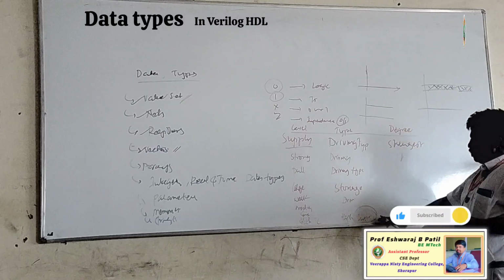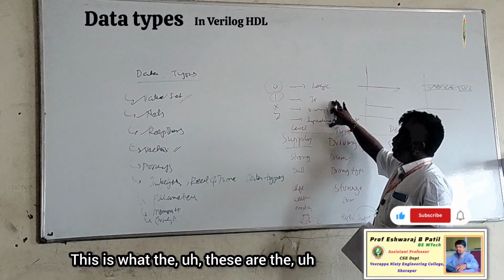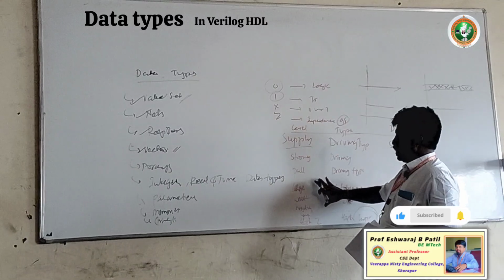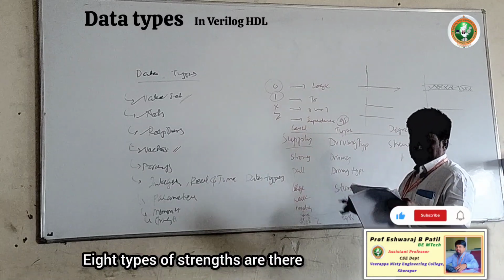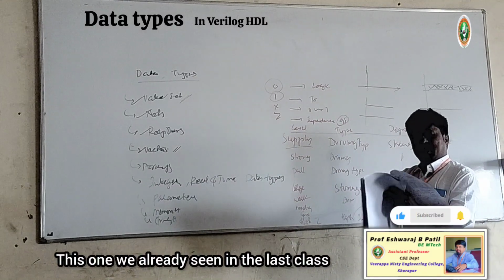Okay, digital system. These are the value sets. How many are there? Four are there. 8 types of strengths are there. This one we already saw in the last class.